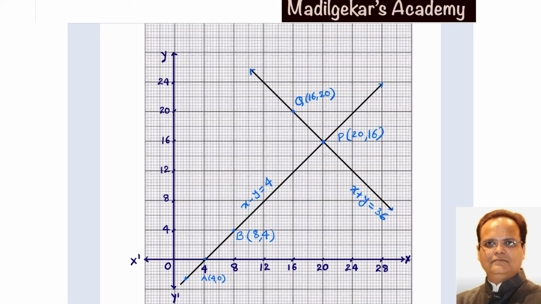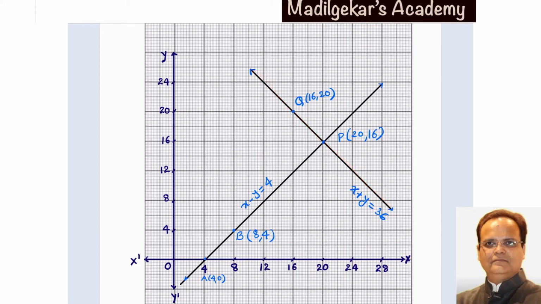So here is the graph of two lines. The first point A 4 comma 0 on x-axis. The second point is B 8 comma 4. Joining A and B, we get the graph of first line. Similarly, P point 20 comma 16 and Q point 16 comma 20, joining P and Q, we get graph of second line.